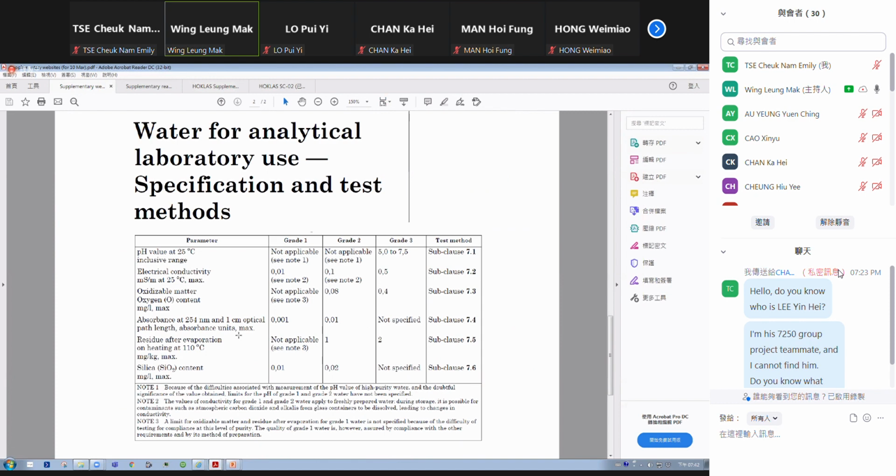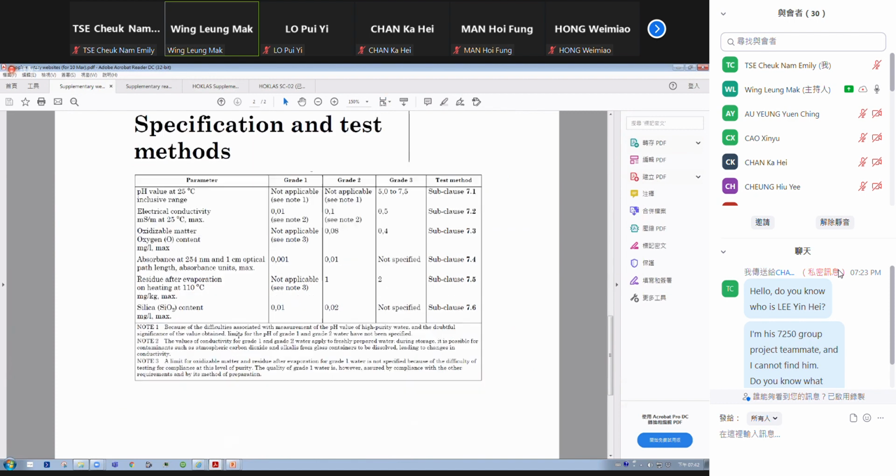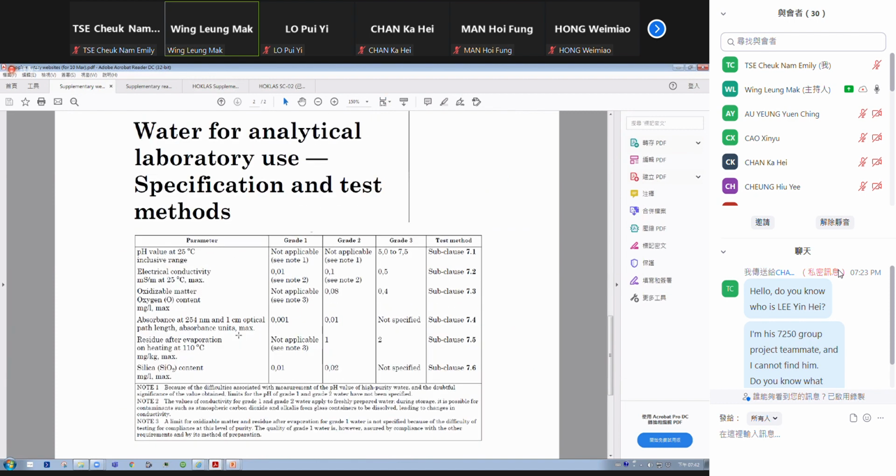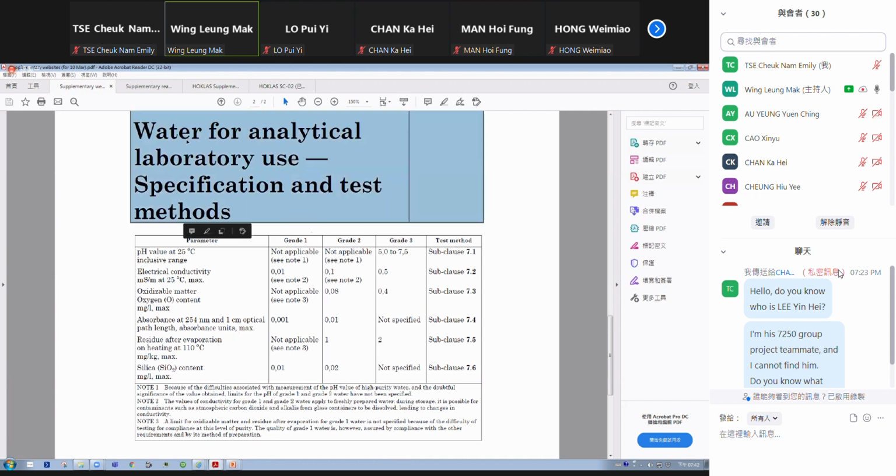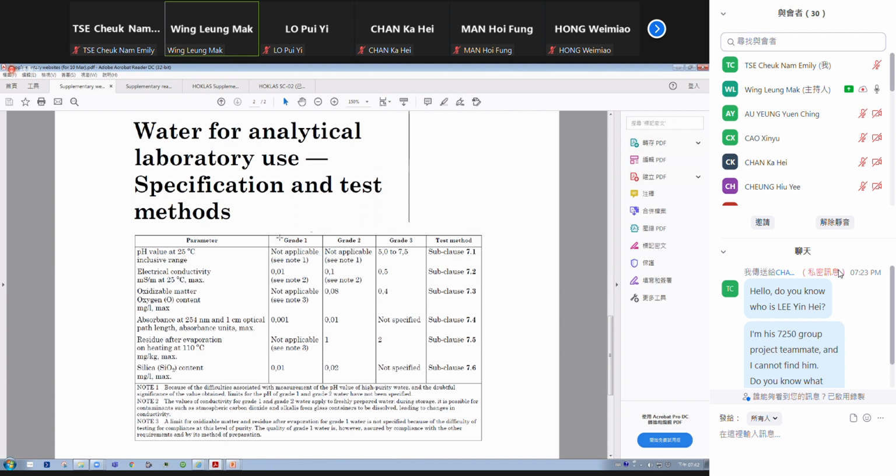For example, this is the ISO standard for water. Water in this standard is divided into grades 1, 2, and 3. Those of you working in a laboratory may encounter this standard. The lowest grade is grade 3.